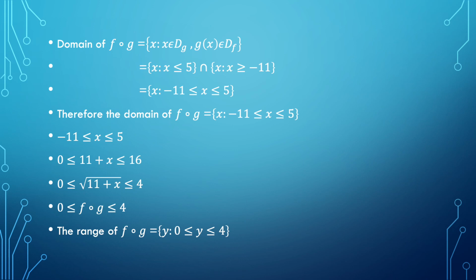From the domain we obtained, we can determine the range of the composite function f of g. The range of the composite function f of g is the set y such that y is greater than or equal to 0 and less than or equal to 4.